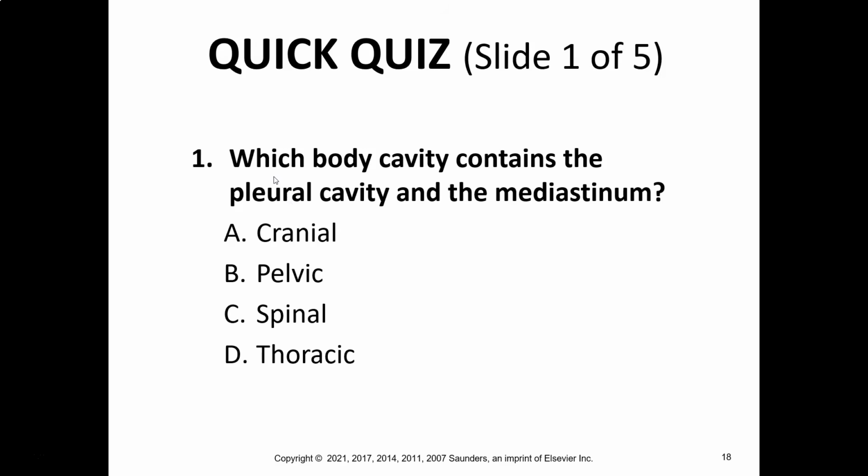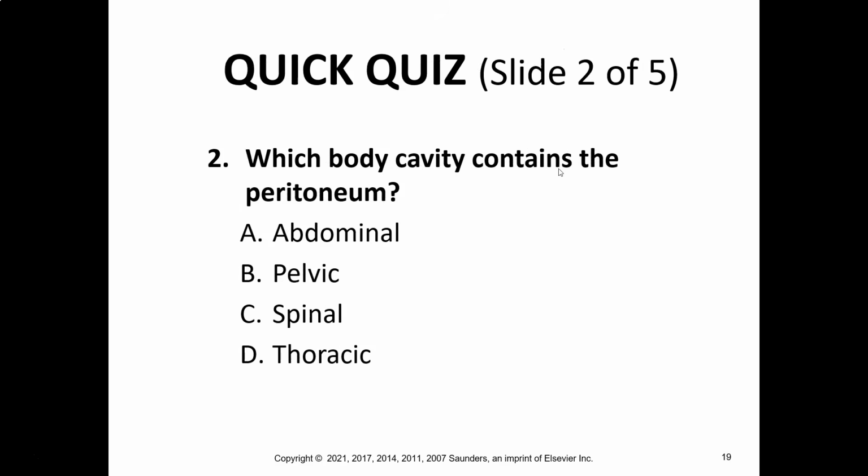Alright, so quick quiz. Do you ever watch Speed with Keanu Reeves? Quick quiz, hotshot. Which body cavity contains the pleural cavity and the mediastinum? So is that going to be cranial, pelvic, spinal, or thoracic? Pleural meaning lungs, mediastinum, so it's probably the thoracic.